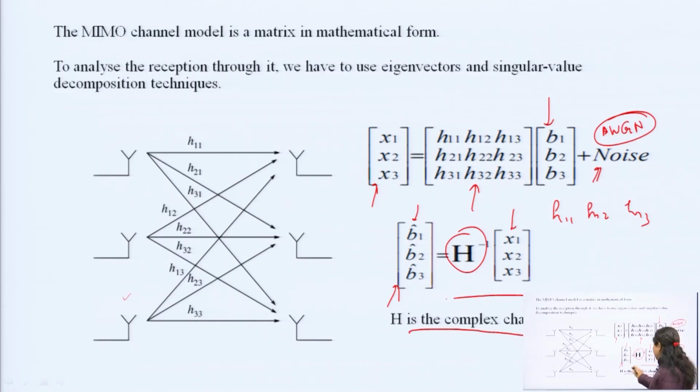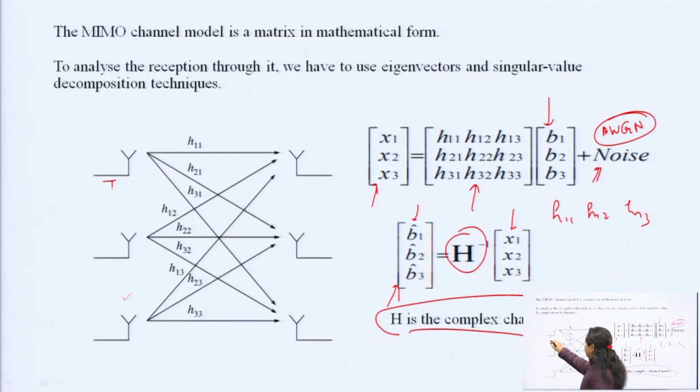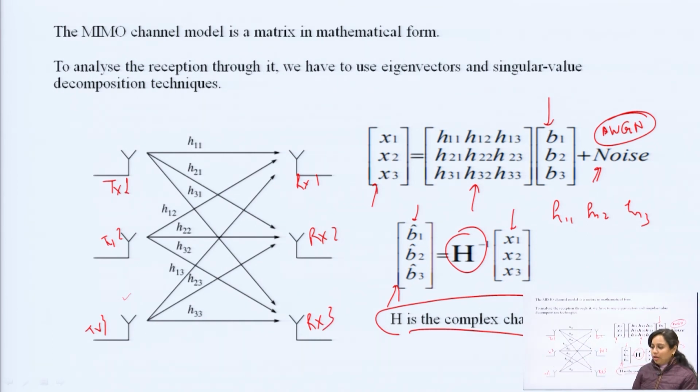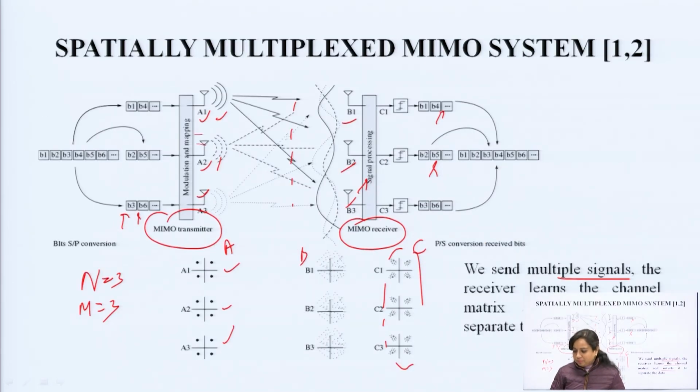Now, H is the complex channel matrix. So, these are the different transmitters: this is transmitter 1, this is transmitter 2, this is transmitter 3, and this is receiver 1, this is receiver 2, this is receiver 3. You can see the different H parameters we have calculated over here, H11 and so on. Now, to analyze the reception through it, we have to use eigenvectors and singular value decomposition techniques, which are going to calculate the different values. So, this is how the spatially diverse techniques and a multiplexed MIMO system look like.